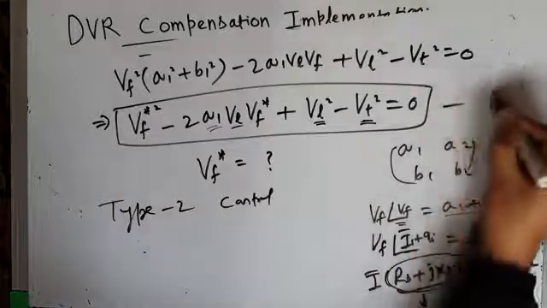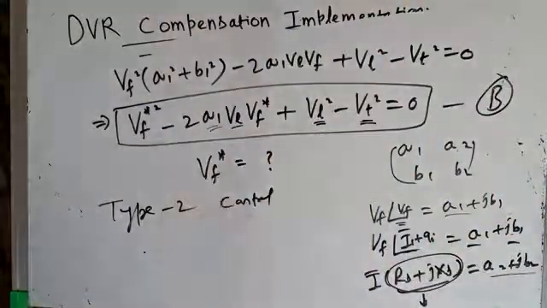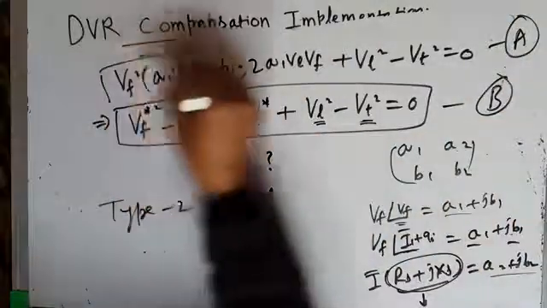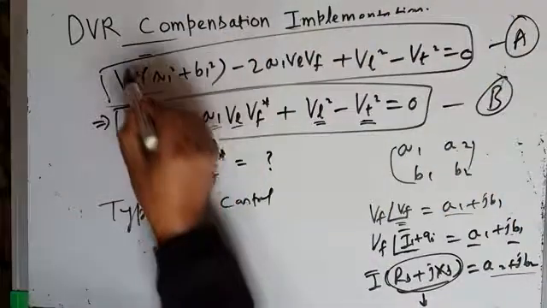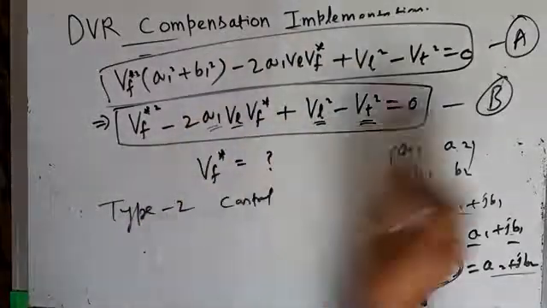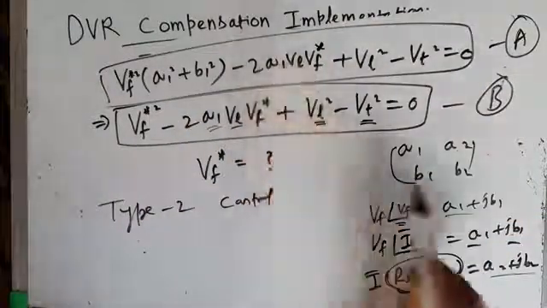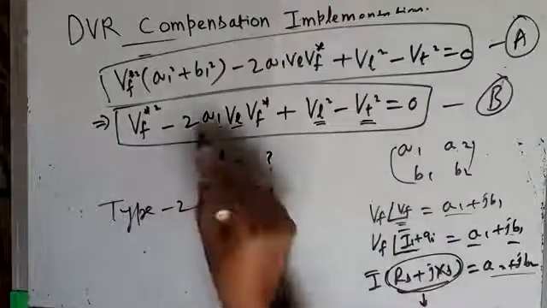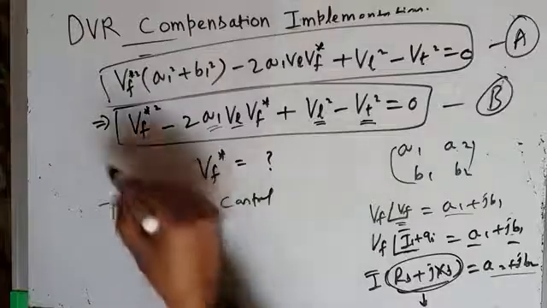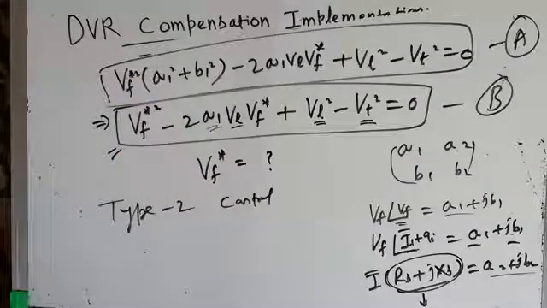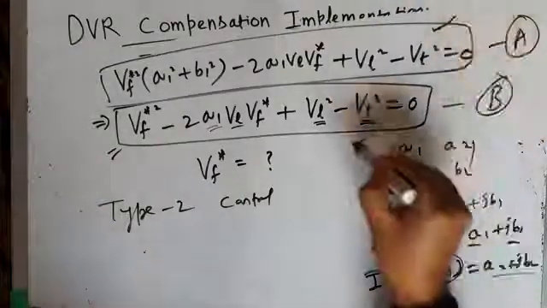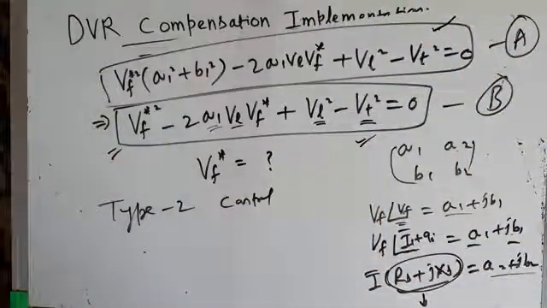Let us call this equation as equation B, and the previous equation we call as equation A. This is equation A and this is equation B. You can find VF star from both equations. But in equation A, you need the information about feeder impedance. In equation B, you don't need any information about feeder impedance. So this is a better solution. So this is called type 1 control, and this is called type 2 control.